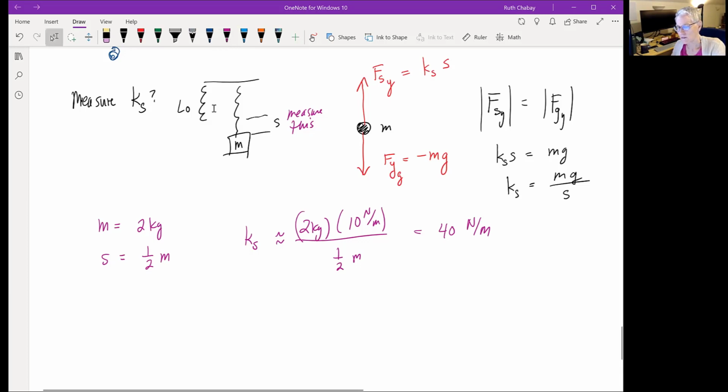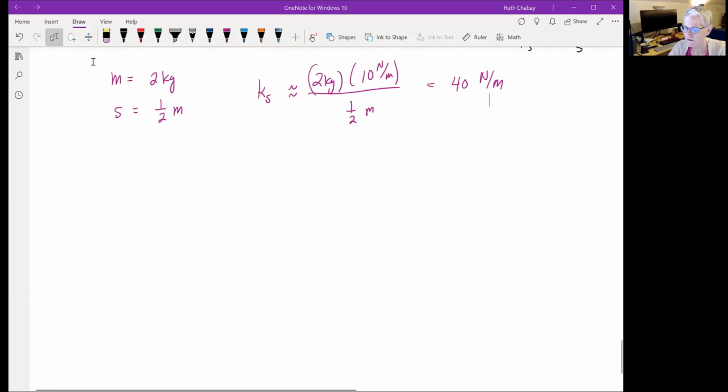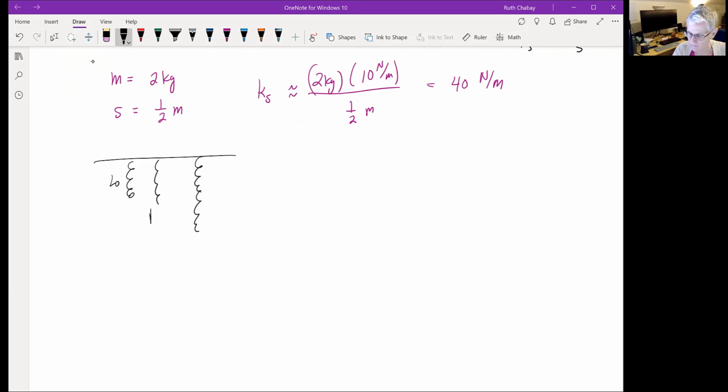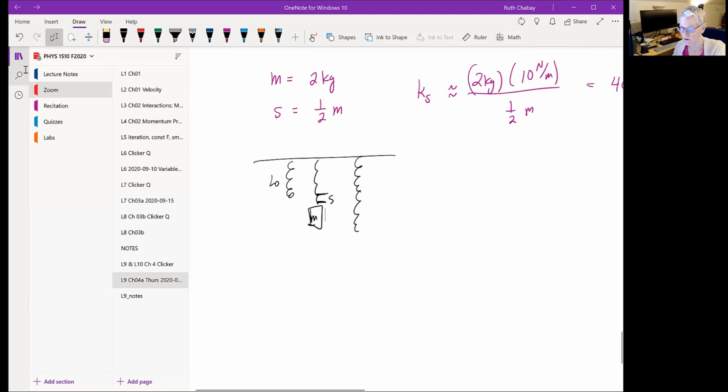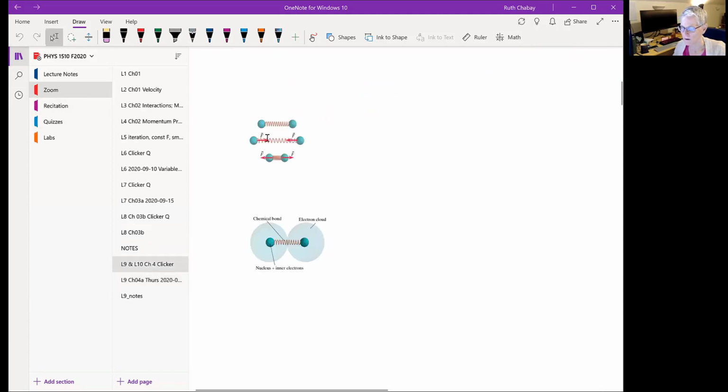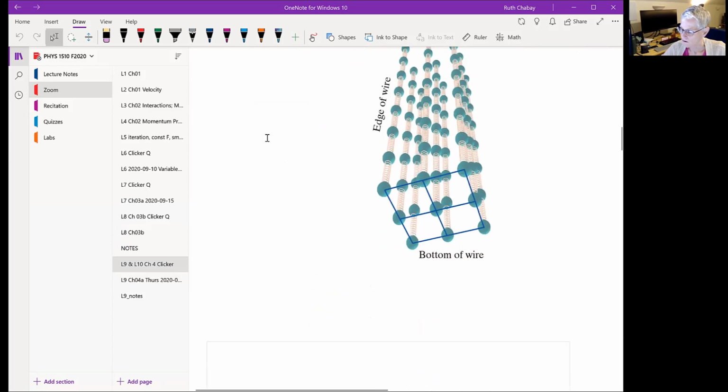But let's think about what's going to happen if we have, so that's easy, but what if we have 2 identical springs hooked together? So here's one spring, but what we do is we hook 2 springs together, and we know that that one's stretched some distance s. What's going to happen when we hang a block on this thing? Let's think about what's going to happen here.